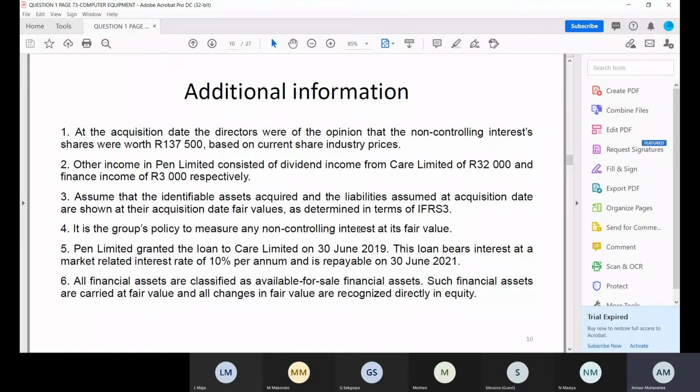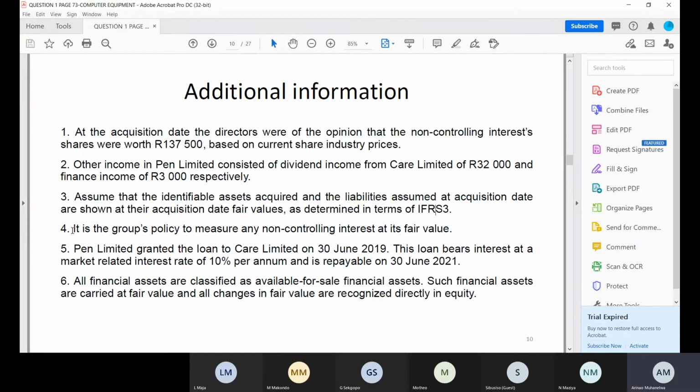So now they're saying to us here, we can assume that the assets and liabilities of Care Limited are shown at acquisition date on fair values. That's what we want. That's what IFRS 3 says.